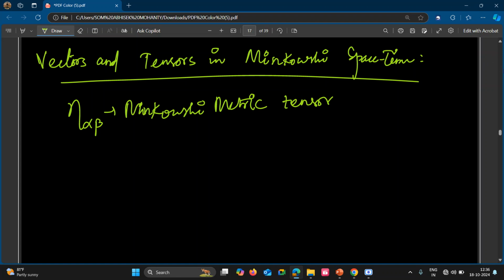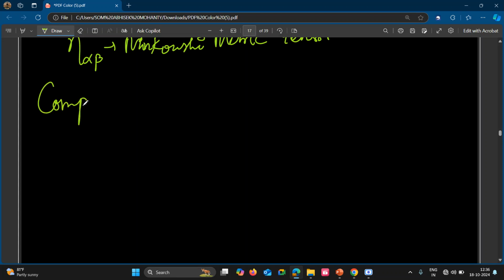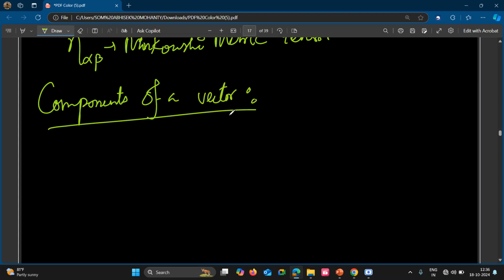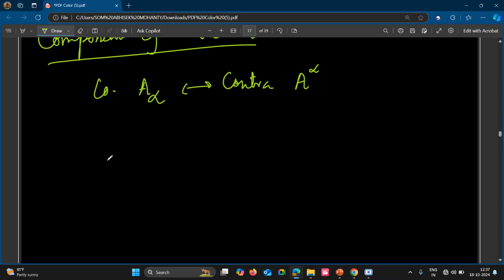So let's first write components of a vector. The components of a covariant vector, suppose A alpha, I'm writing in shortcut, are related to the components of a contravariant vector, that is A alpha with alpha upside. So how can we relate them? We can relate them via the Minkowski metric tensor. So A covariant alpha is equal to eta alpha beta, which is covariant, times A beta, which is contravariant.